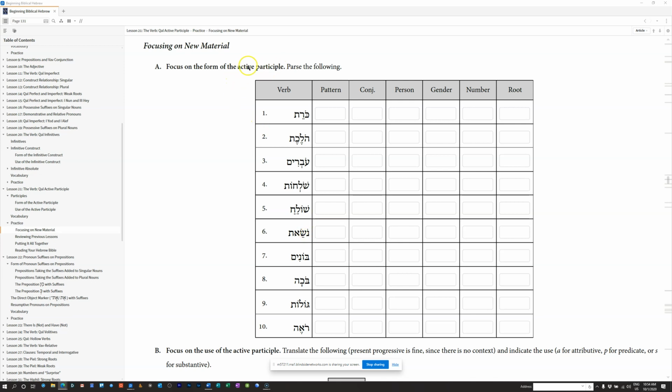If you didn't know that these were all active participles, this could give you some trouble. But let me explain what's going on here. This is just the verbal root nasa, okay? And this is feminine singular. We would normally have a segol, segol, tav. You can see the tav here.